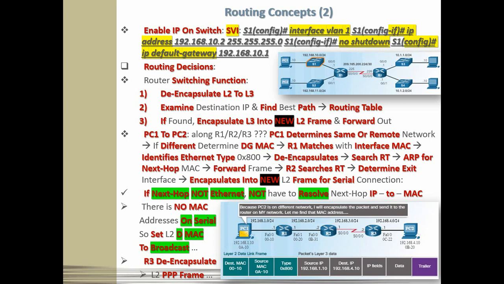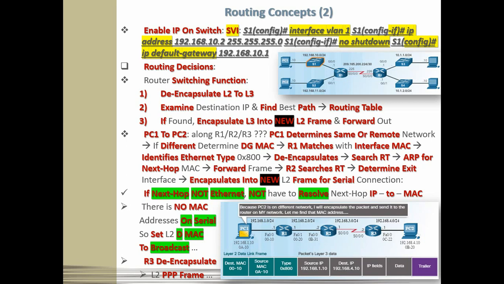Because there are no MAC addresses on serial interfaces, and I keep repeating this because it is very important, R2 sets the data link destination address to an equivalent of a broadcast, that is FFFF address. So simply the point that there are no MAC addresses on serial interfaces, that doesn't mean that we do not need to put anything inside the MAC field of the frame.